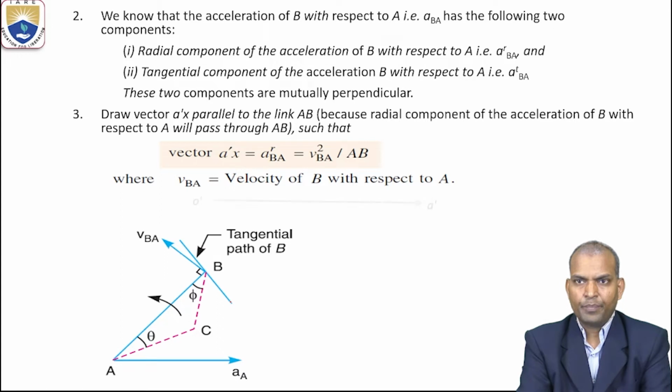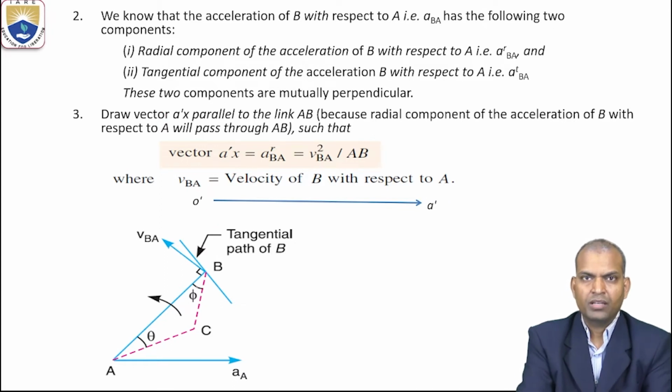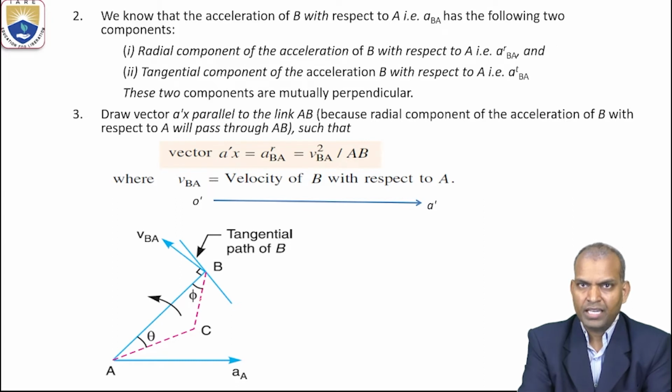Now, the next step. We know that the acceleration of B with respect to A, that is ABA, has the following two components: the radial component and the tangential component. The radial component is denoted by AR BA and the tangential component by AT BA. These two are mutually perpendicular to each other.